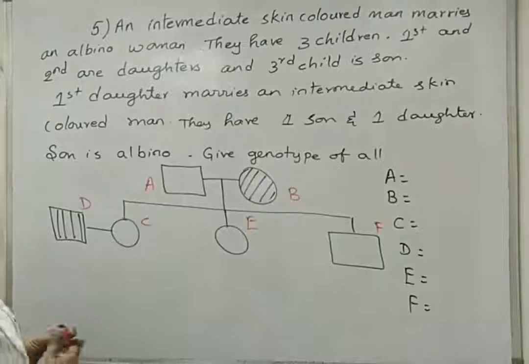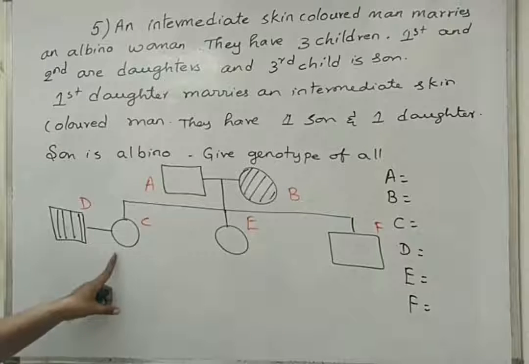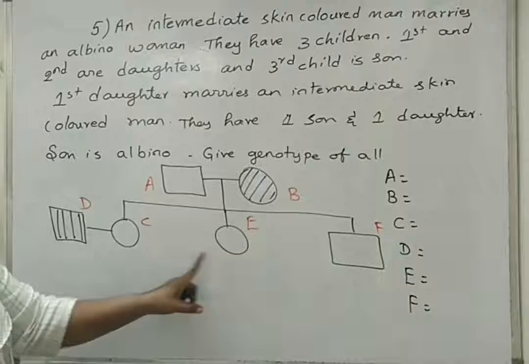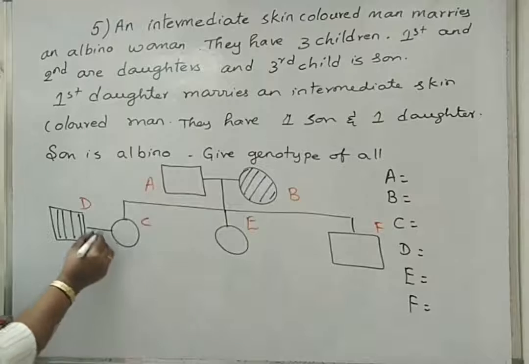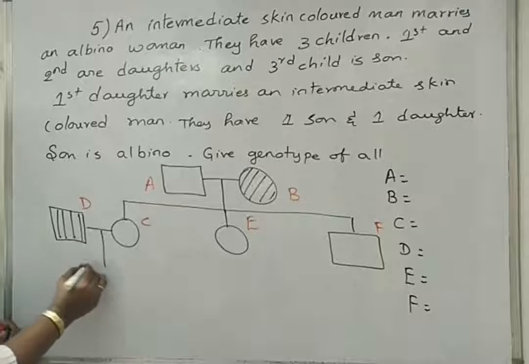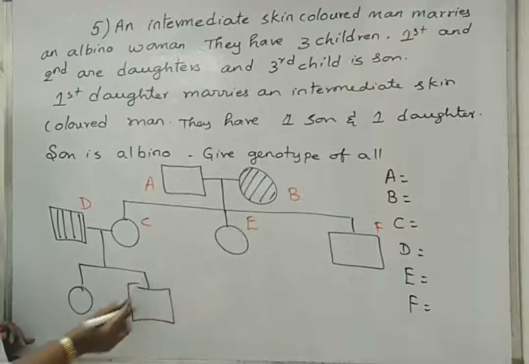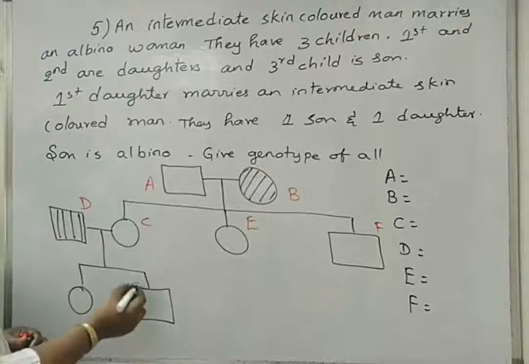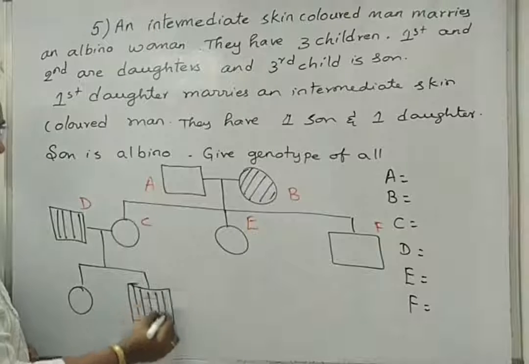Next question. An intermediate skin-colored man marries an albino woman. They have 3 children. The first and second children are daughters, and the third child is a son. The first daughter marries an intermediate skin-colored man. They have 1 son. Now, the son is albino.